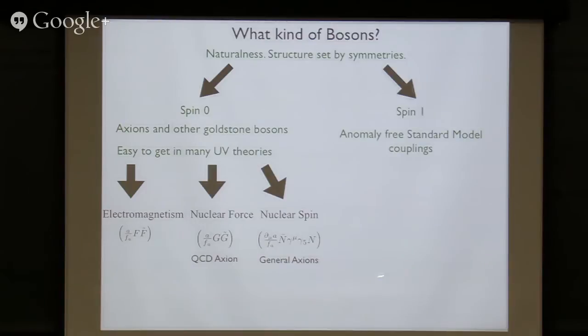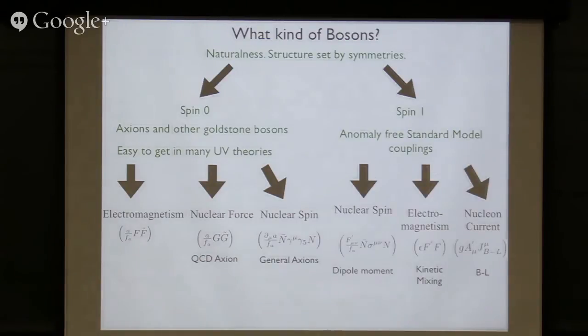The second possibility is that these are spin one particles. Okay, if it's spin one, you kind of want, in what is formally called an anomaly-free way, in which this particle couples to the standard model. That is, you want the gauge symmetries of the standard model and of this new sector to be preserved by quantum mechanics. Okay, and that's a rather tight structure also. That gives you three more possibilities.